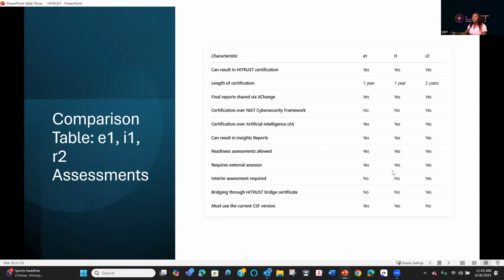Require external assessor, absolutely. Interim assessment required, nope, for the first two, and of course for R2. Bridging through HITRUST bridge certificate, no for the first two and yes for R2. Must use a current CSF version? No, this one is a no because, as we said, this is a more risk-based approach and more comprehensive.